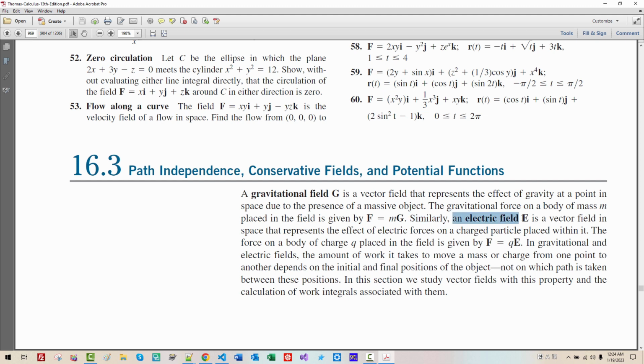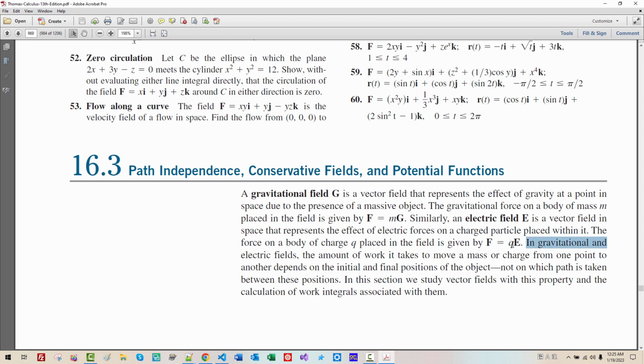Similarly, an electric field E is a vector field in space that represents the effect of electric forces on a charged particle placed within it. The force on a body of charge Q placed in the field is given by F equals QE. So, if we multiply E by charge Q, then we have force F.